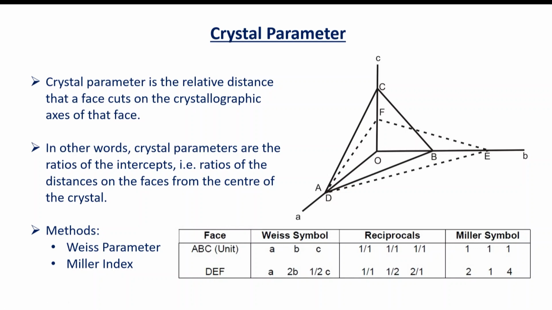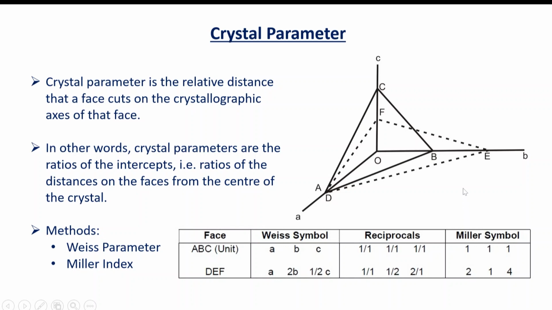But it is not always easy to keep the reciprocals or keep the fractions of some measurements. So what Miller did, being a civil engineer, to simplify things, he simply took the reciprocals and cleared out the fractions. So if I start with Weiss parameter of 1, 1, 1, then I can simply take the reciprocals 1 by 1, 1 by 1, 1 by 1, and the Miller symbol will be 1, 1, 1.